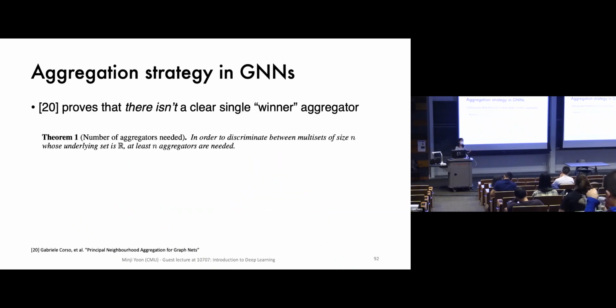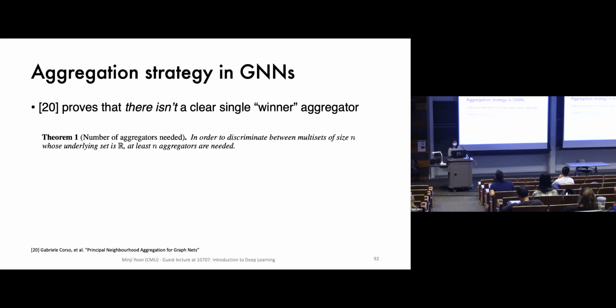So far, many approaches keep proposing, oh, this is better, this is a more powerful GNN structure. This paper says, oh no, we theoretically prove that there is no clear single winner aggregator. If you want to make a stronger GNN, you should use a set of aggregators. There's no single winner aggregator which will outperform the WL test.